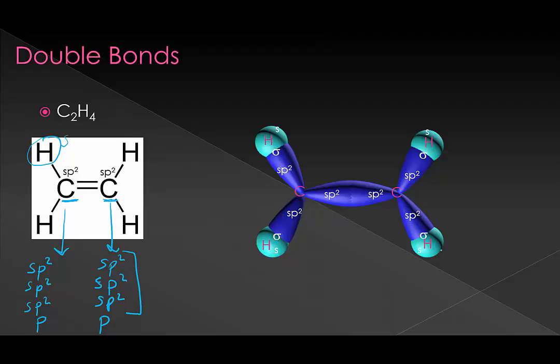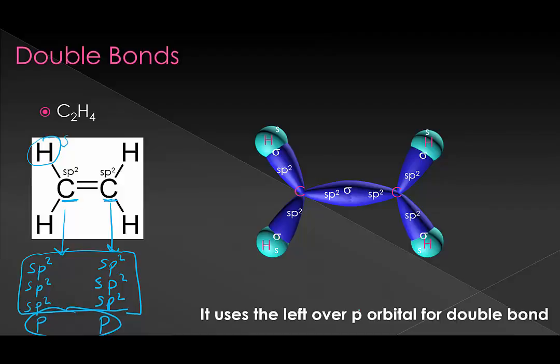Now let's look at what we have left over. We've used up all of our sp2 orbitals. We've used up all of our hydrogen's s orbitals. All we have left are these p orbitals. So what are those going to be used for? These are what we use to form our double bond, or our pi bond. So in order to show you this, I'm going to need to tilt the molecule a little bit at a different angle.